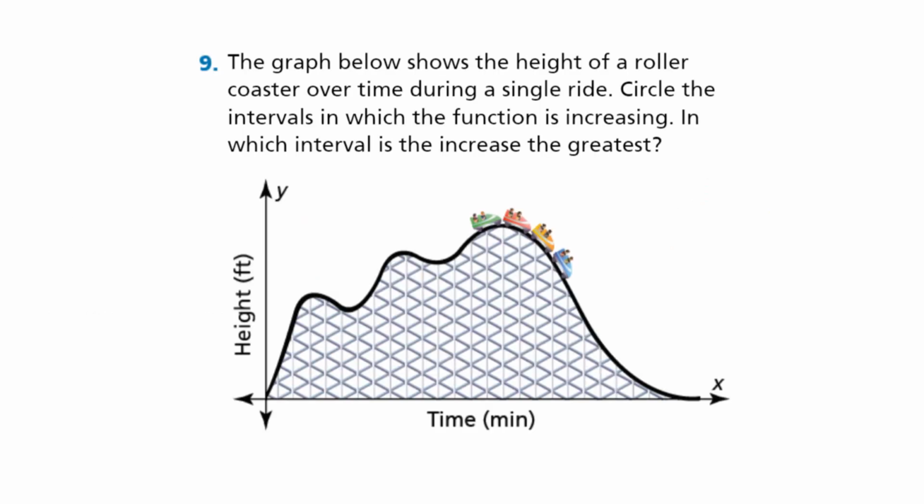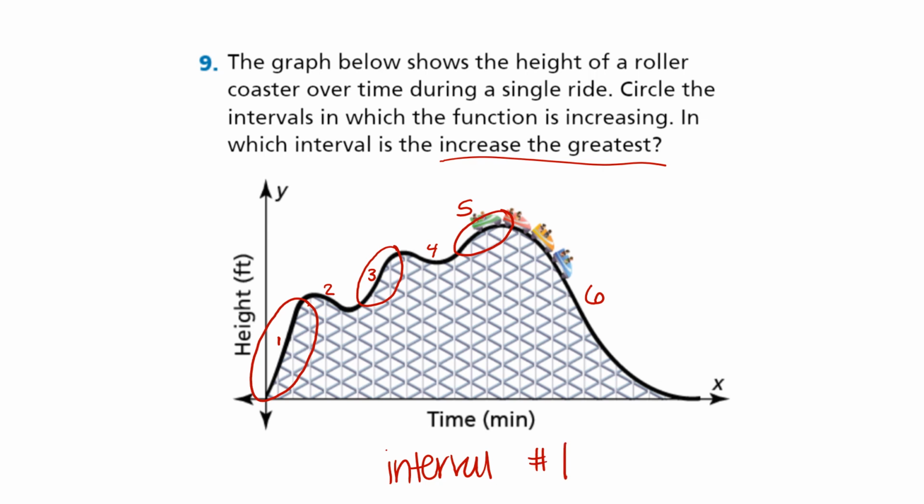The graph below shows the height of a roller coaster over time during a single ride. Circle the intervals in which the function is increasing. So it would be increasing here at the beginning in section 1. Section 2 is going down. Section 3 is also increasing. Section 4 goes down. Section 5 is increasing, and section 6 is going down. The question asks, in which interval is the increase the greatest? Interval number 1 has the greatest increase.